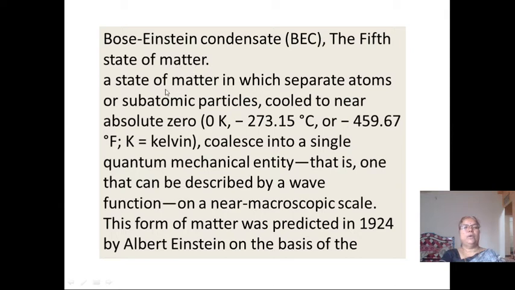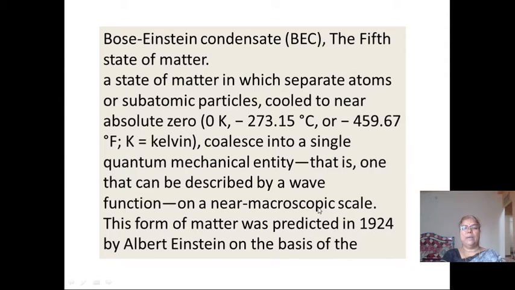The fifth state of matter is a state in which separate atoms or subatomic particles are cooled to near absolute zero, that is 0 Kelvin or minus 273.15 degrees centigrade, or minus 459.67 Fahrenheit. Then they coalesce into a single quantum mechanical entity, that is one that can be described by a wave function.